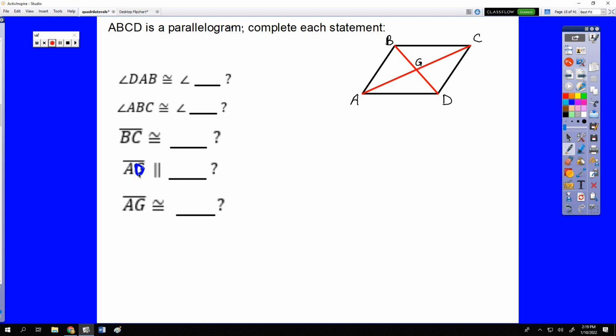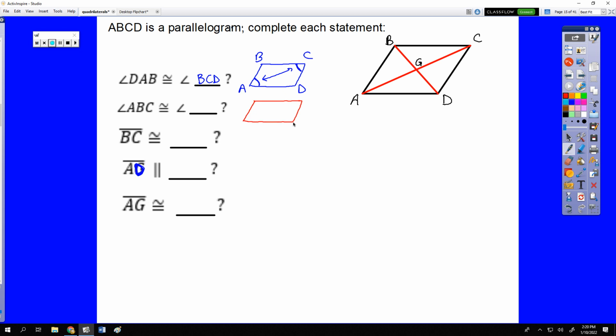All right, so the first problem says angle DAB is congruent to angle what? So what we should think to ourselves is we should think of the picture without the diagonals because we don't need the diagonals in this problem. Angle DAB is here, and all opposite angles are congruent, which means we should be looking for opposite angles. So we would say angle BCD. And that's how we need to think. We need to think of the picture with only what we need to answer the question.